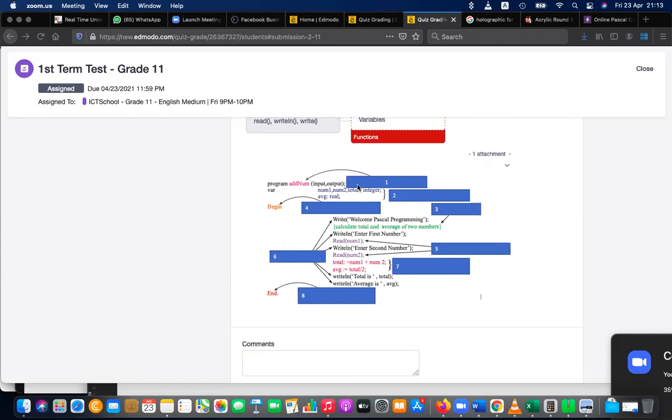Sequence means instructions executed one after another. Selection means the instruction flow is selected based on a condition, like if else. And repetition means repeating the instructions again and again. What is used here? Sequence, selection, or repetition?